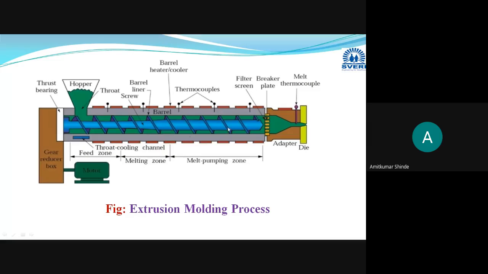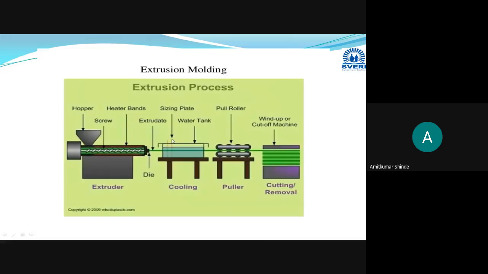This is the filter screen here, and this is the breaker plate. The filter screen will eliminate any contamination present in that paste, and the breaker plate will convert the rotational motion of the paste into longitudinal motion, and it will be collected in the adapter. After that, it will be forced into the die, and from the opening of the die, the extrudate is obtained, and it is allowed to cool by water cooling or air cooling.